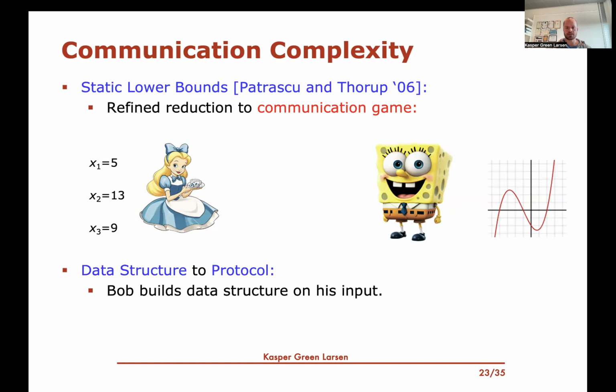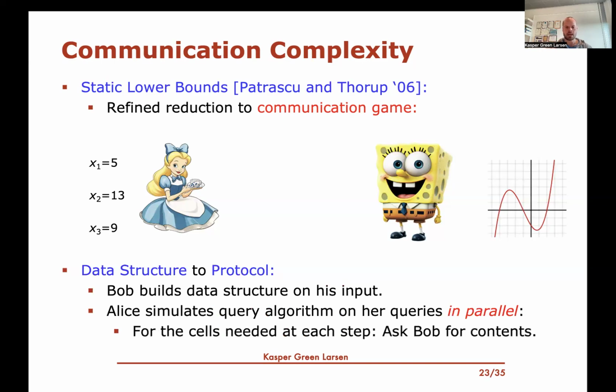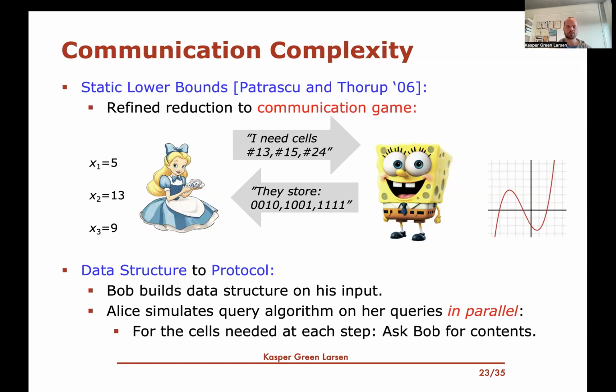Bob starts by building the data structure on his input. Alice now is going to simulate the query algorithm still on all her K queries, but the trick is she's not going to do it one by one. She's going to simulate the query algorithm in parallel in some sense. So what does this mean? It means that she's going to simulate the first step of the query algorithm on all her K queries at the same time. Then she knows a bunch of cells, each of them wants to read a particular cell, and she's going to ask Bob for all those cells in parallel. So she's going to say, I need the cells number 13, 15, and 24. And then Bob is going to say, well, they're storing the bits 0010, 1001, 1111. And then they're going to continue like this, simulate the whole protocol. And then Alice, of course, by correctness of the data structure, will know the answer to all the queries.